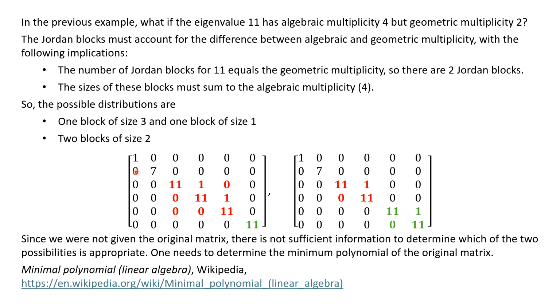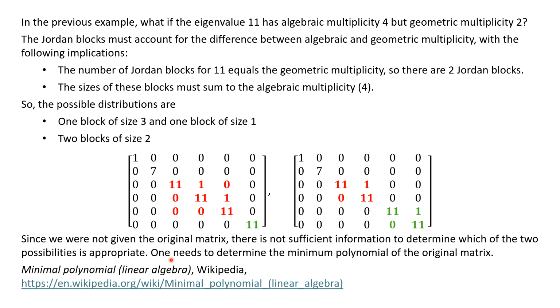And the Jordan blocks for 1 and 7 are the same. We didn't change anything on that. So we have this one of 3 by 3 and then a 1 by 1 block for the eigenvalue at 11. Then we could also have 2 blocks of size 2, and that's what I have here on the right. So these are the 2 possibilities. Since we were not given the original matrix, there's not sufficient information to determine which of the 2 possibilities is appropriate. They're not both going to work for a given matrix, but as I said, we're not given that.